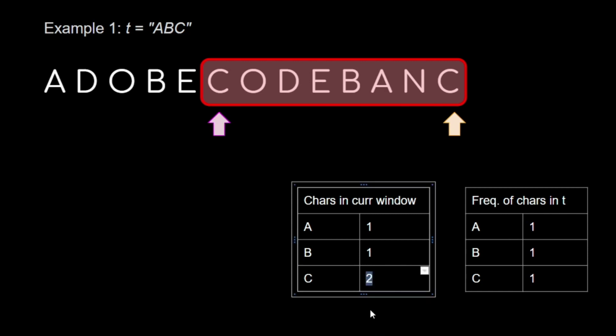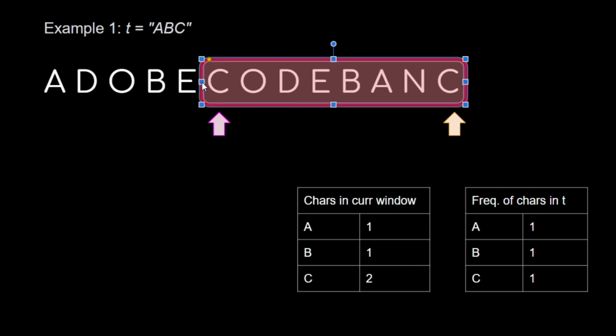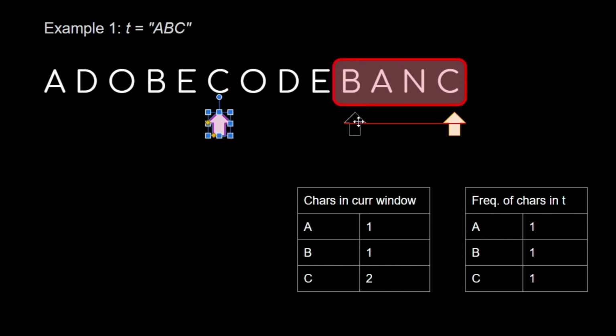So notice every time we see a new letter in T and we realize that we're overcapped on that letter, we can start moving the left pointer. And in this case, we're going to keep going all the way. It's going to end up somewhere here, which gives us a window BANC, which is of length 4, and this is our correct answer.